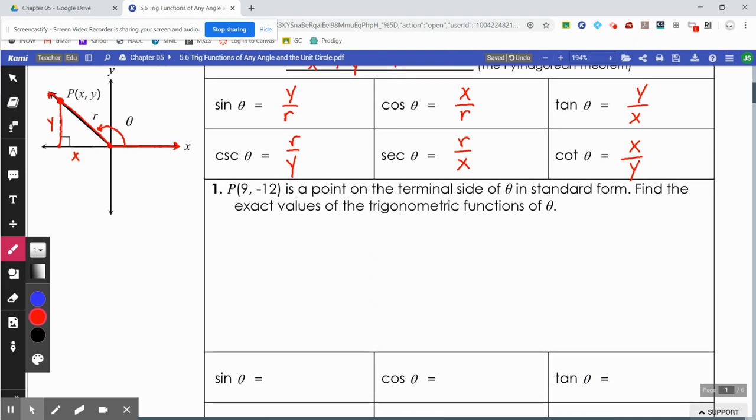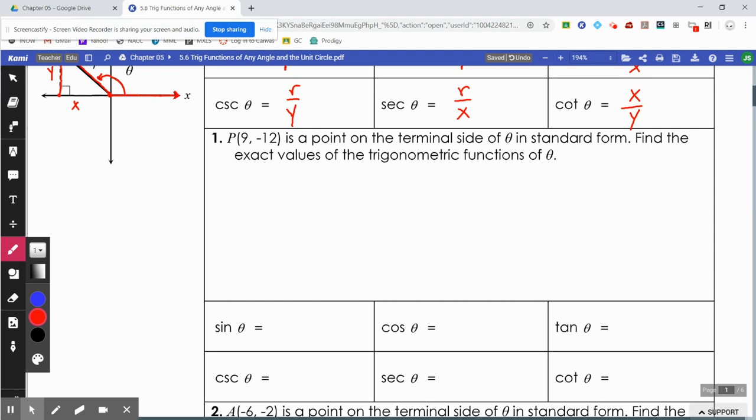So let's try a problem just to show you. Point P is located at (9, negative 12) and is a point on the terminal side of theta in standard position. Find the exact values of the trig functions of theta. Let's sketch a little graph. Here's my xy axis, and (9, negative 12) will be located somewhere down in here. Here's my initial side and my terminal side, so here is my angle theta with the point P on it.